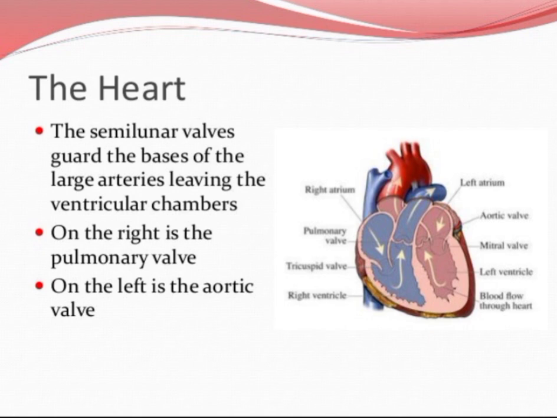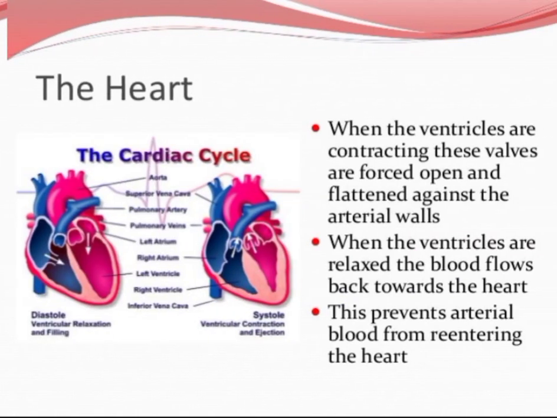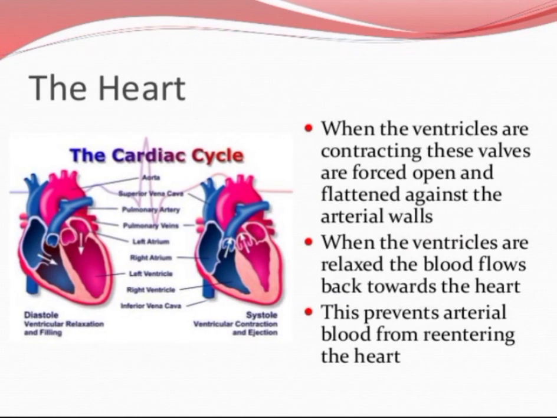The semilunar valves guard the bases of the large arteries leaving the ventricular chambers. On the right is the pulmonary valve. On the left is the aortic valve. When the ventricles are contracting, these valves are forced open and flattened against the arterial walls. When the ventricles are relaxed, the blood flows back towards the heart. This closes the valves and prevents the arterial blood from re-entering the heart.